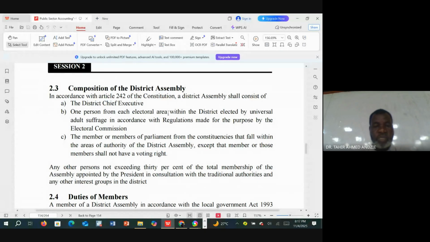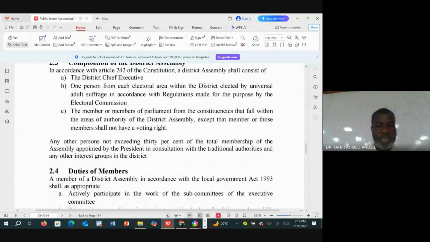When it comes to voting to confirm this chief executive or to undertake any major decision, the MPs do not have voting rights, but they are members of the district assembly. Any other person, not exceeding 30% of the total membership of the assembly, is appointed by the president in consultation with the traditional authorities and any other interested groups in the district.